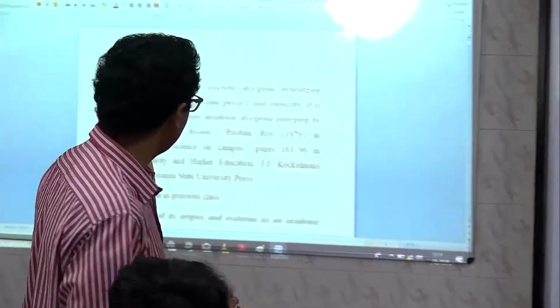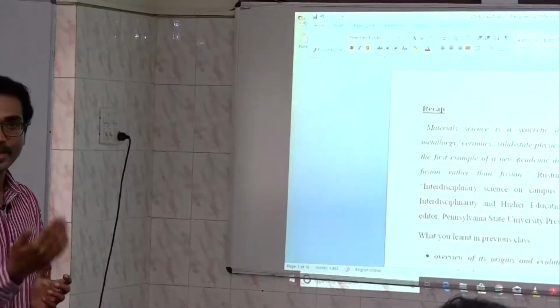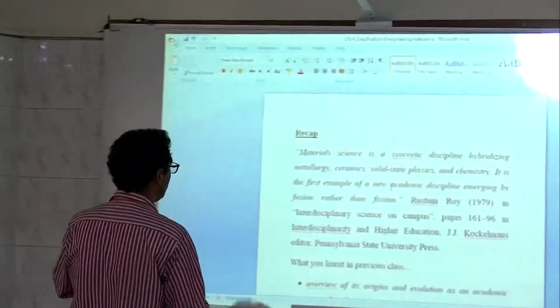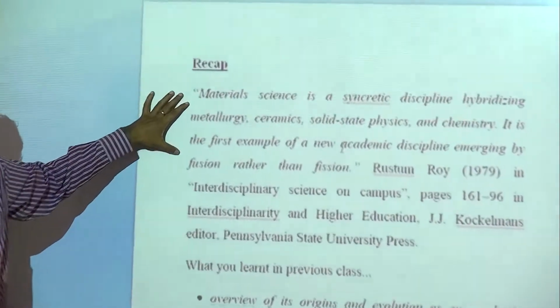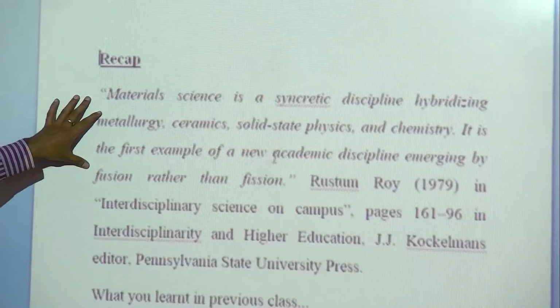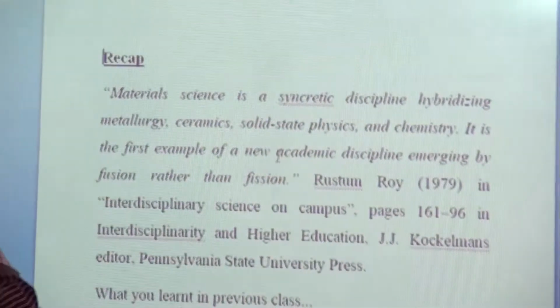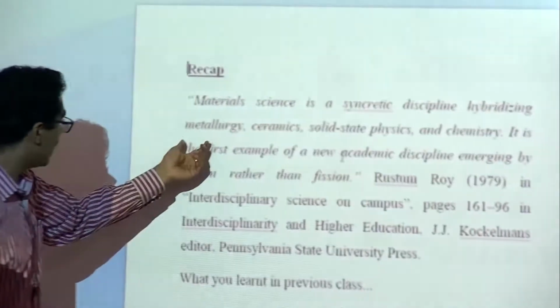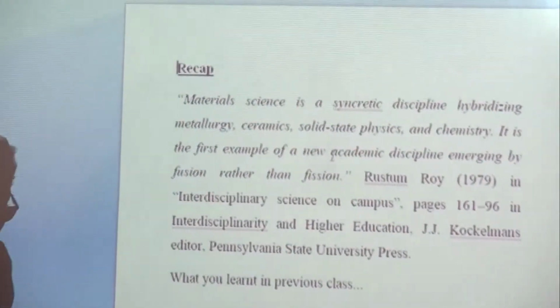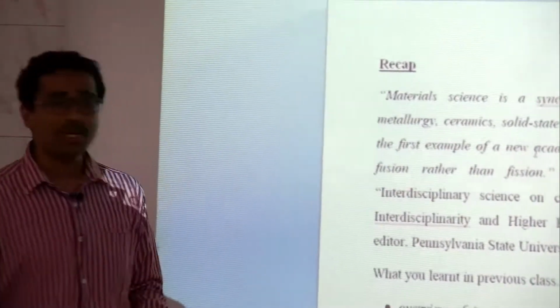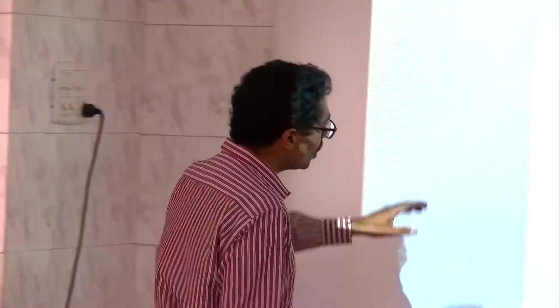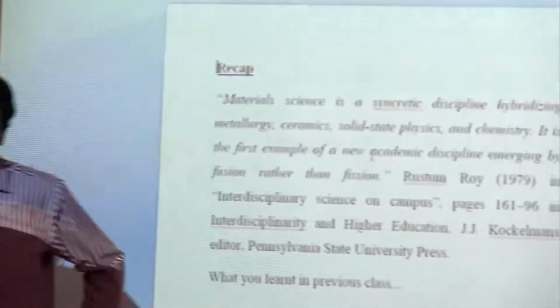All right, so a quick recap, and maybe I can do the recap here, and this is entirely reasonable because last time they helped us with the summary. So the recap is the following. We looked at what I think is a reasonable definition for material science and engineering. We looked at it as a syncretic discipline, that means a discipline that has emerged because of many other disciplinary traditions. We looked at the fact that it derives from metallurgy, ceramics, solid state physics and chemistry. So it is truly a fusion discipline, a convergence discipline, and I took this definition from the writings of Professor Rustum Roy, who happens to be a professor of material science and engineering at Penn State.